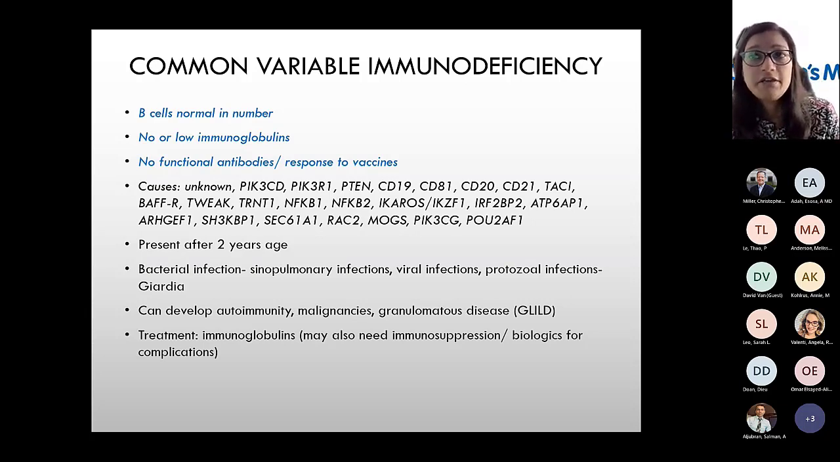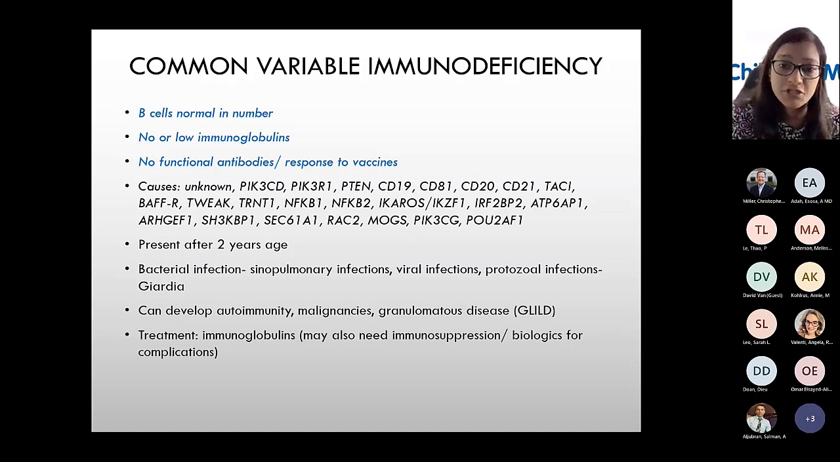Common variable immunodeficiency: here B cells are normal in number, but somehow they don't function enough, so the immunoglobulin levels are low. IgG has to be low. Along with IgG, either IgA or IgM has to be low, and they do not have good response to vaccines. And those are the criteria that have to be met, along with they have to be at least 2 years of age, and other immunodeficiencies that could explain those features have to be ruled out. These patients, apart from presenting with infections, as the name suggests, can have variable presentation with autoimmune features, malignancies, granulomatous disease, and then treatment is with immunoglobulin replacement.